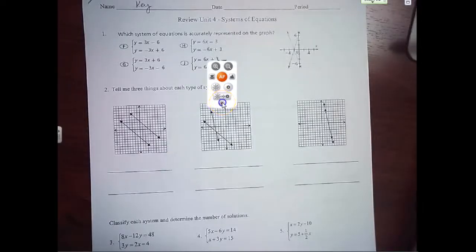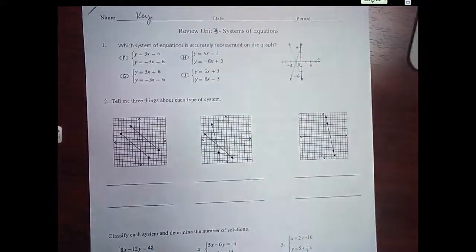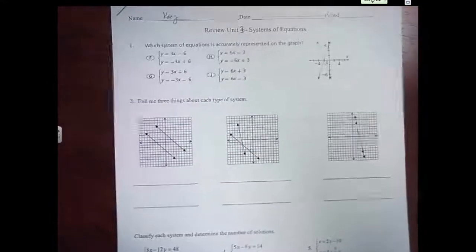Alright guys, that should say Unit 3. Sorry about that. Unit 3, Systems of Equations. Number 1, which system of equations is accurately represented on the graph?